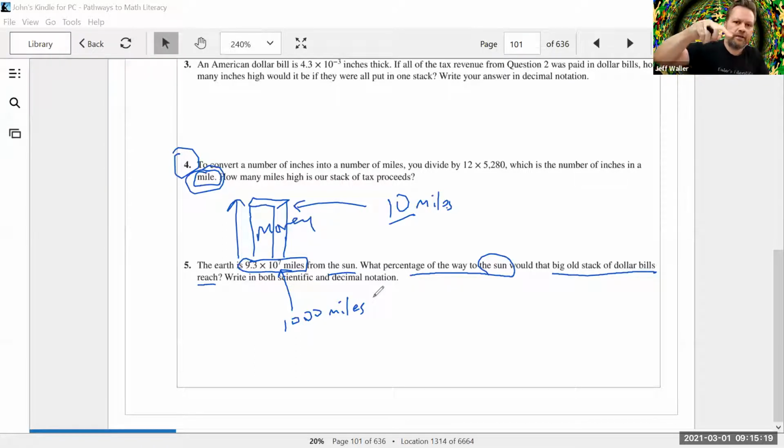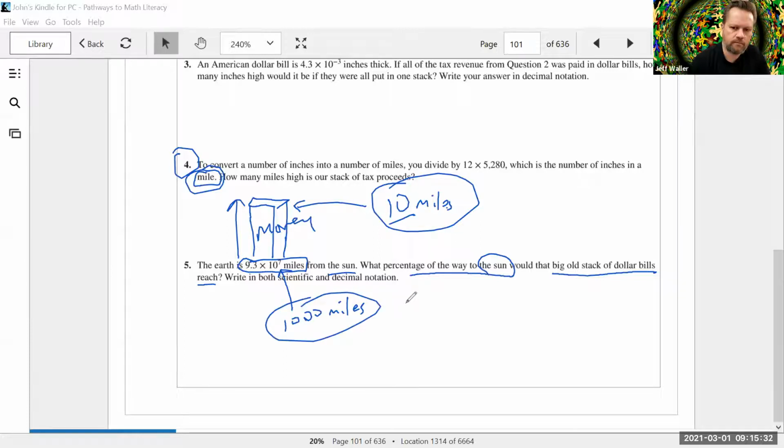What percentage is my stack of money compared to the distance to the sun? How do I figure that out? What do I do? So have I made it all the way to the sun with my stack of money? Divided by. No. So I've made it how far? I made it 10 miles out of 1,000. That is how I construct a percentage.